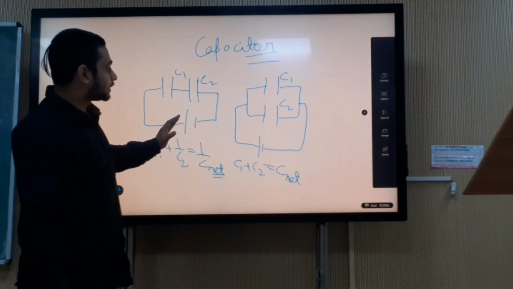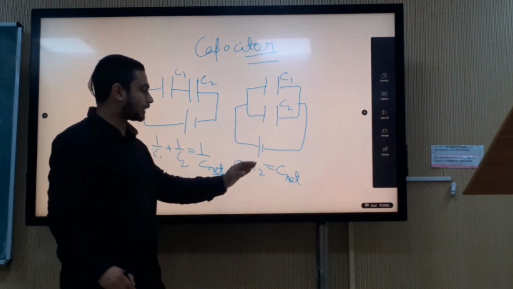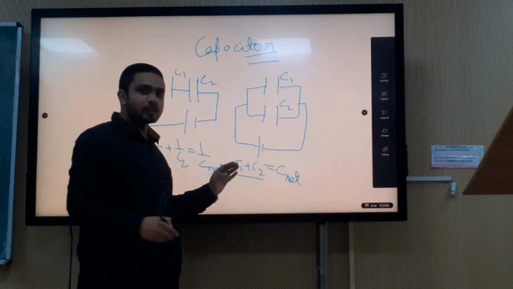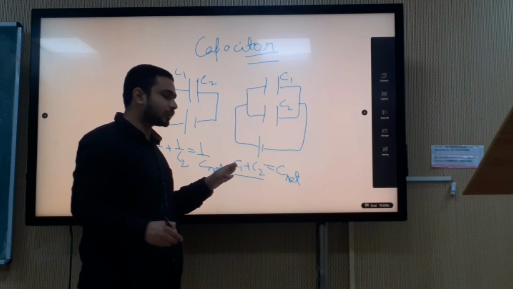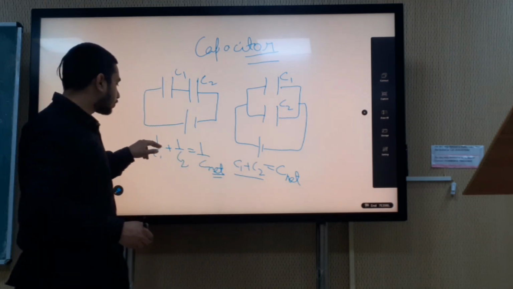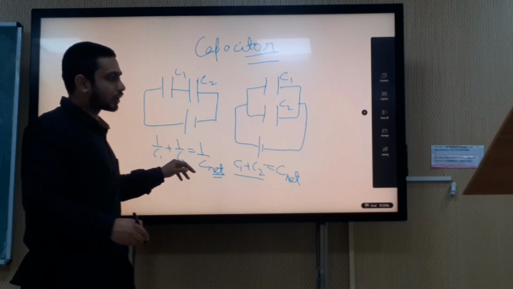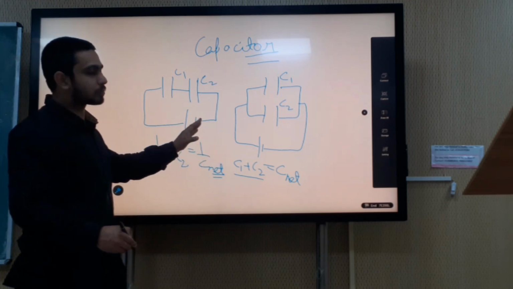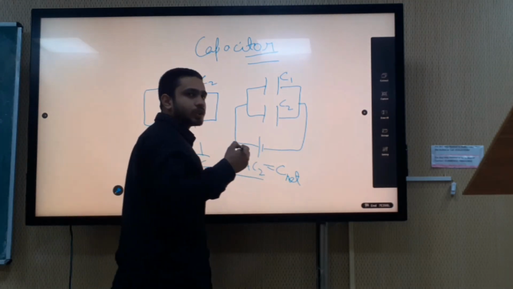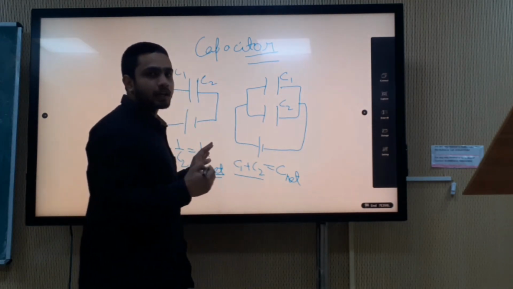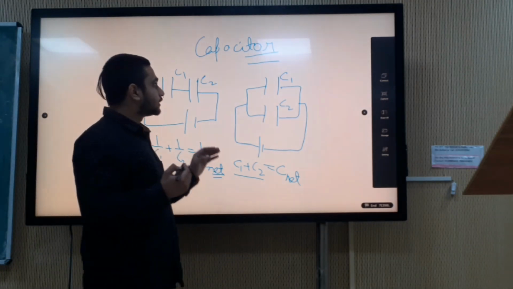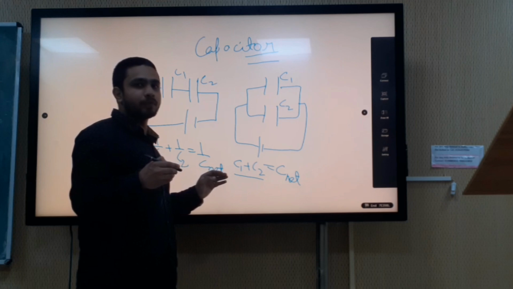So if the capacitors are in parallel, the capacitance is added. For resistances, if two resistances are in series, the net resistance is R1 plus R2, and if they are in parallel, then 1 upon R1 plus 1 upon R2 equals 1 upon R. So it is opposite to resistance. This is a trick we have to remember for solving questions in very little time, or if we are confused, because we are familiar with resistance, so we can solve the question with the help of resistance.